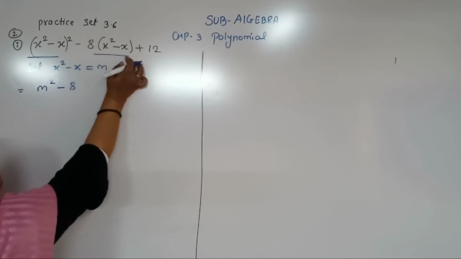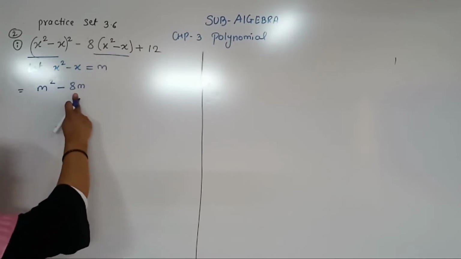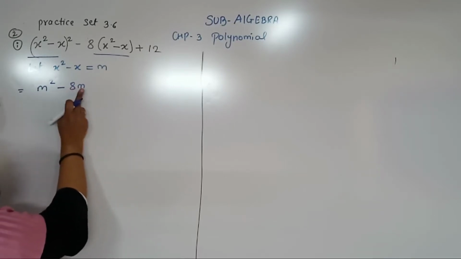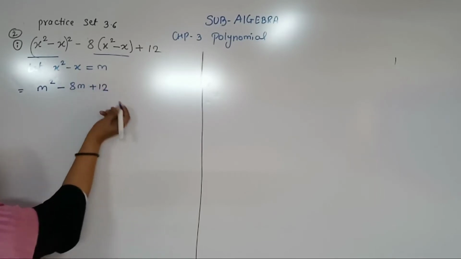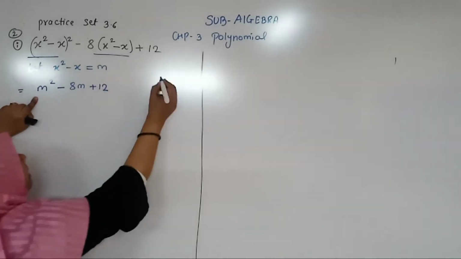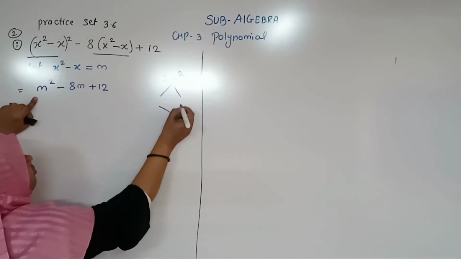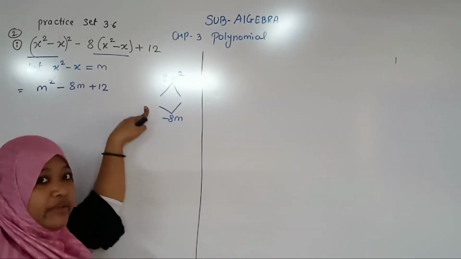x square minus x, instead of that I will write m. Bracket means multiplication, right? So I will not put the multiply sign. You know between 8 and m, the variable, I have the multiplication sign, right? Plus 12. Now first term and last term we multiply: 12 into m square, 12m square, and here I have to take the middle term as minus 8m. The same concept you already have learned.